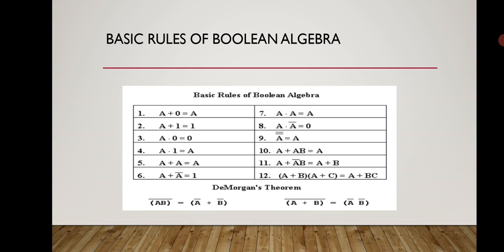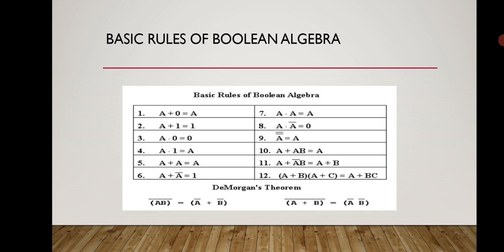And a double negation is nothing but a only, because a single negation gives the opposite of the value, and the double negation will be the value itself. Coming to the 10th one, a plus a into ab is equal to a. Here we are taking a common, 1 plus b. As you all know, 1 plus any variable will be 1, so the value of that will be a.